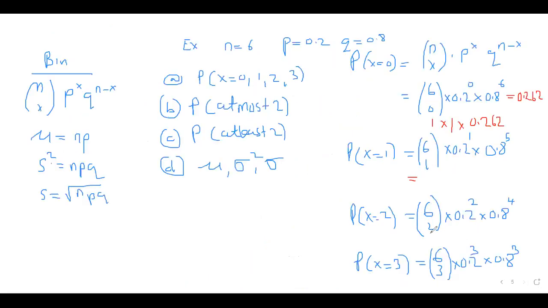So 6 combination 2, when you do 6 combination 2, it's 15. Now we're here, 6 combination 1 is 6. 0.2 to the power 1, 0.2. 0.8 to the power 5 is 0.32768. 6 times 0.2 times that. So don't round off, you round off at the last stage. So you're going to have 0.393.